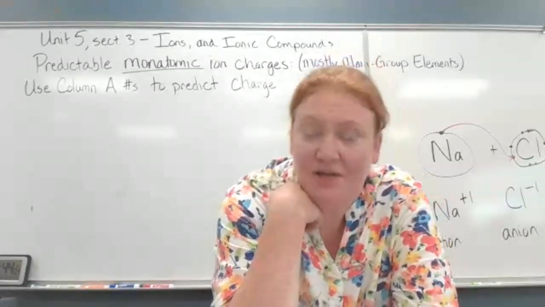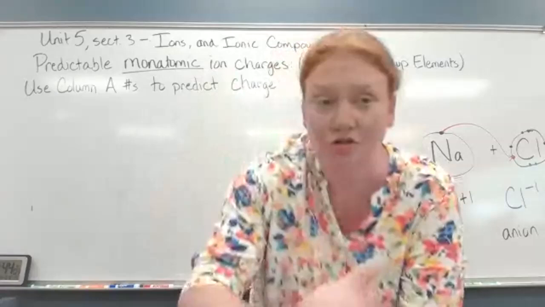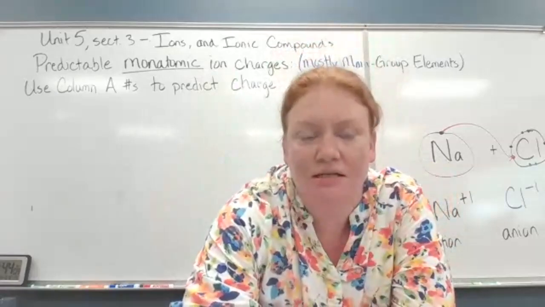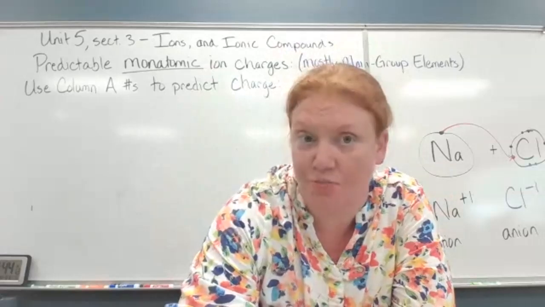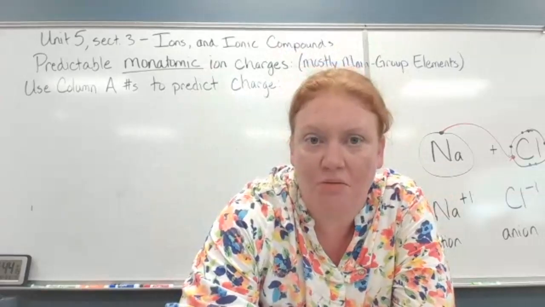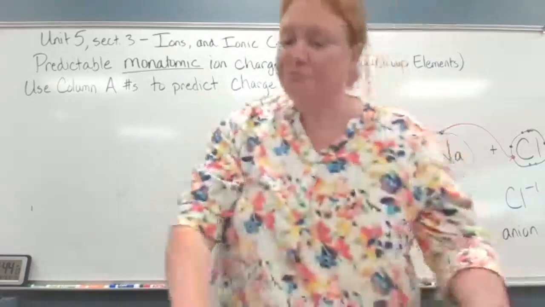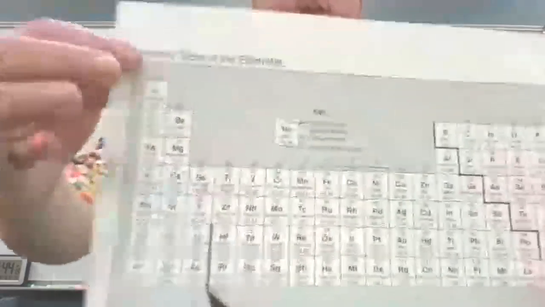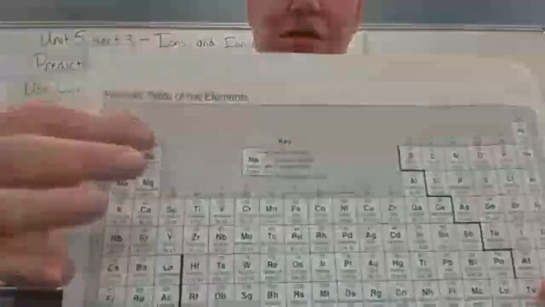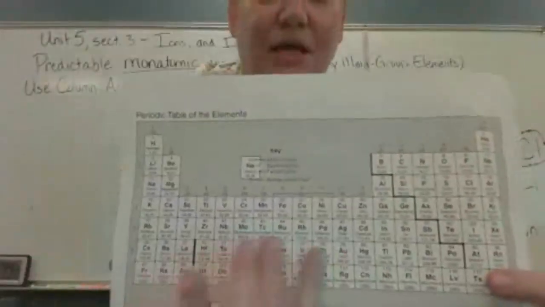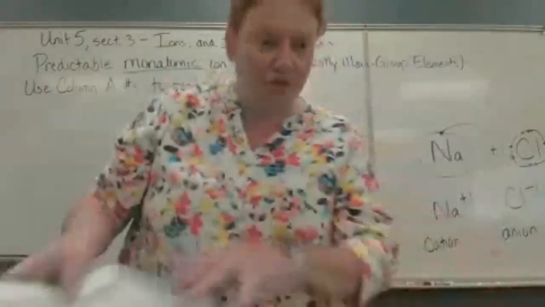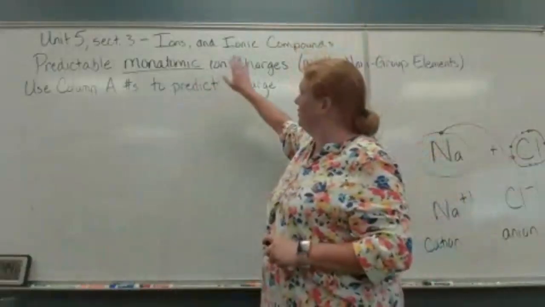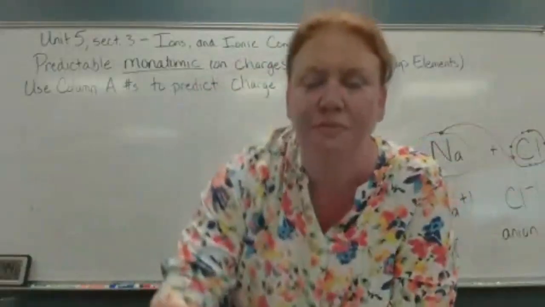We're going to talk about how to predict some of these charges that ions form. This will mainly be a predictive tool for what are known as the main group elements. If you recall, on the periodic table, there are main group columns, which are typically those that have the letter A at the top. And then there are the transition metals in that center section that have columns that start with B. So this predictive tool is really for main group, with some exceptions.